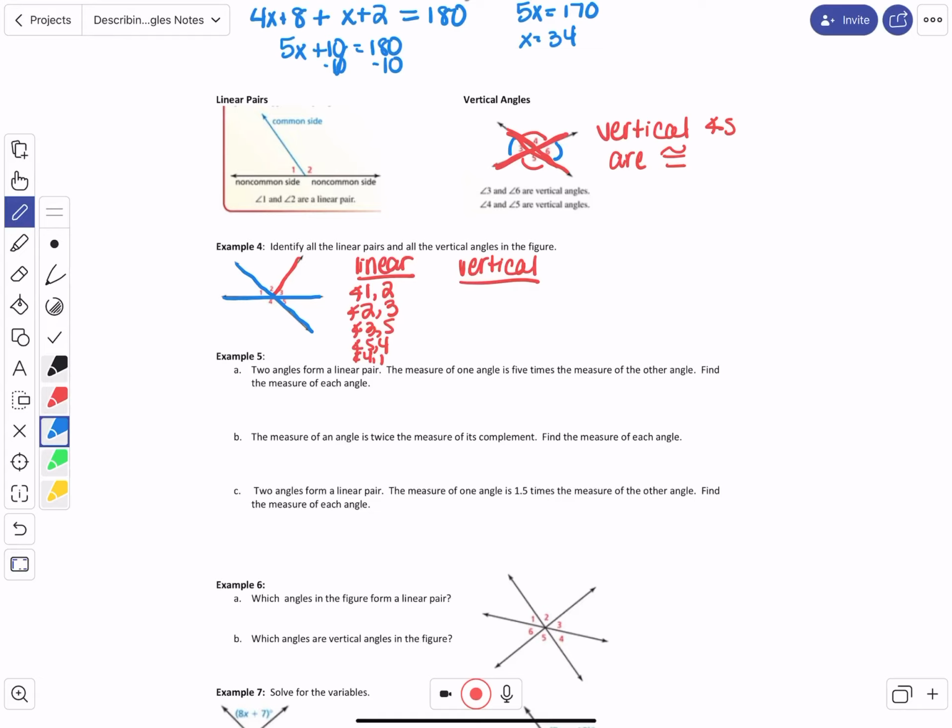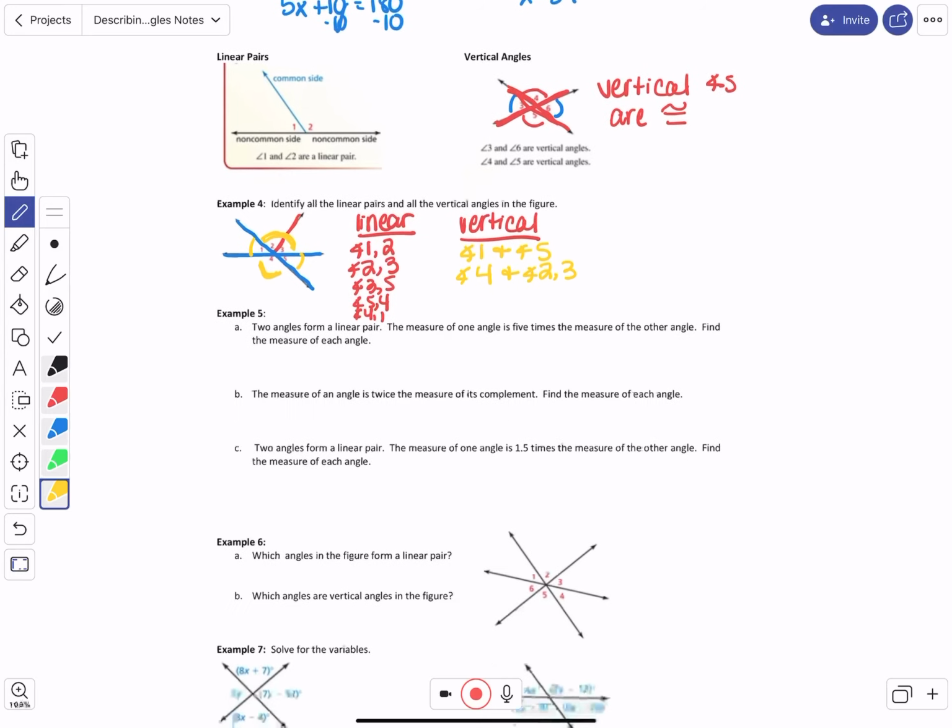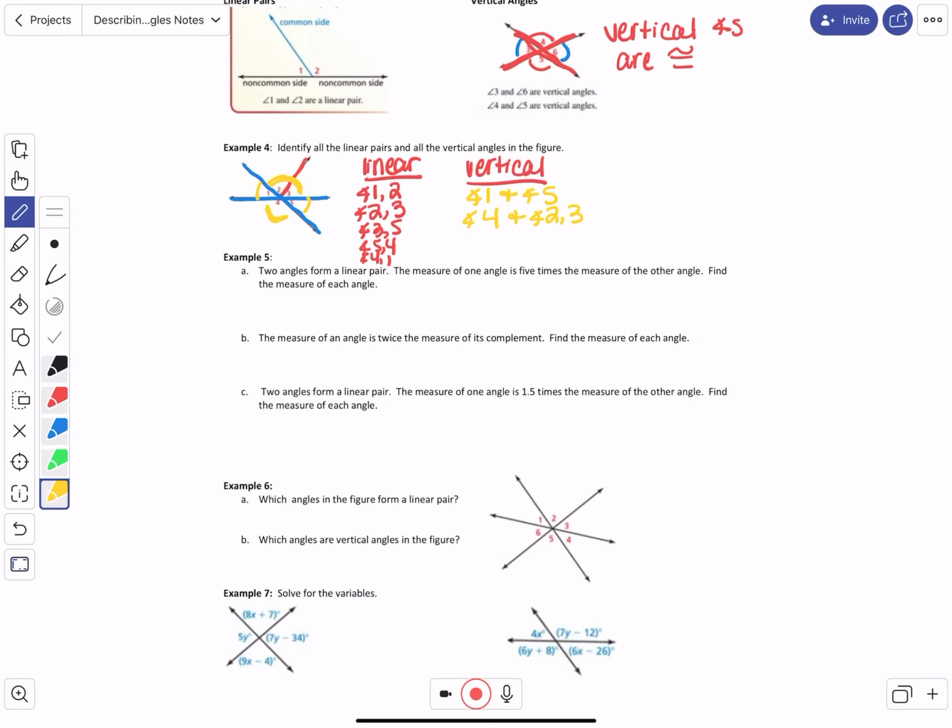So angles 1 and 5 would be vertical angles. And then angle 4, paired up with angles 2 and 3, would be vertical angles. So this entire angle here with this angle here would be a set of vertical angles. That would be our vertical angles because it's got to be formed by an X.